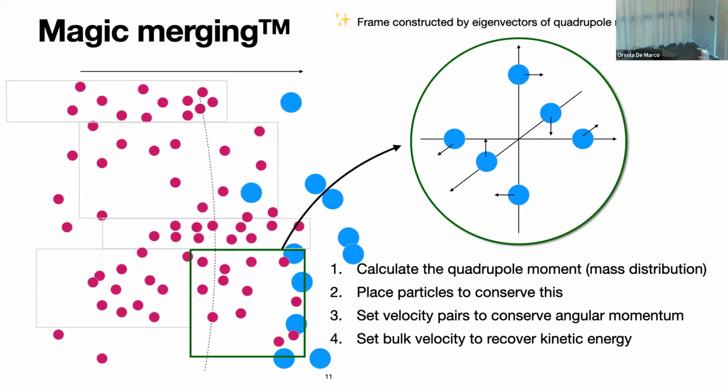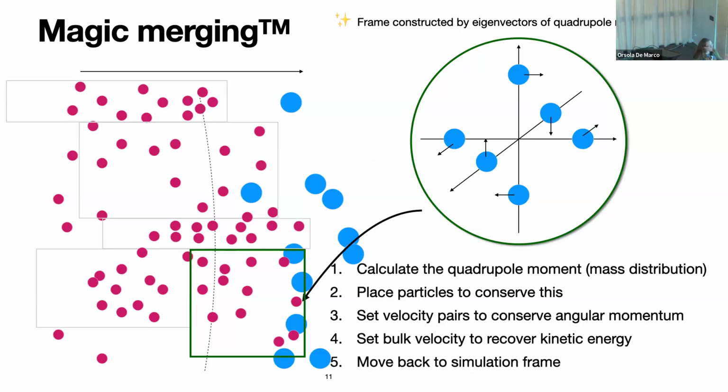The next problem that we have is kinetic energy, right? You've already set the positions, you've already set the velocities. Kinetic energy is just a half mv squared. So we calculate the kinetic energy we have from the velocities that we require to conserve angular momentum, the velocity we've already applied. We then say, okay, does that match the kinetic energy we know we need from the original 12 particles? If it doesn't, we add a small bulk velocity to the group of particles that matches the difference we need to conserve the kinetic energy in total. Then we move back to the simulation frame.